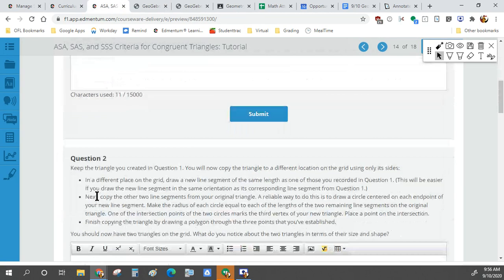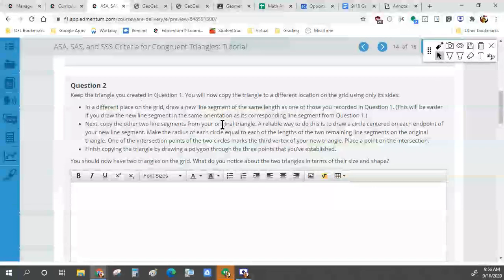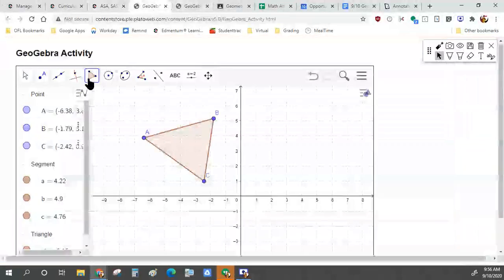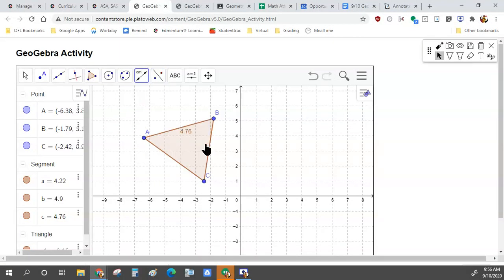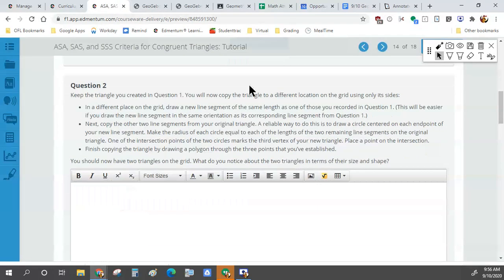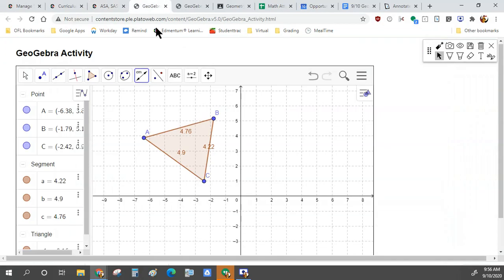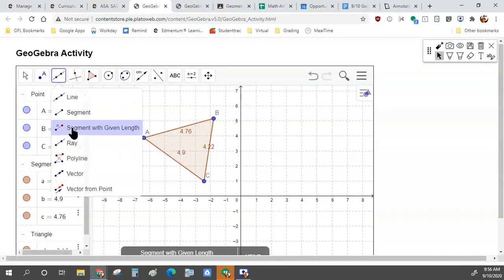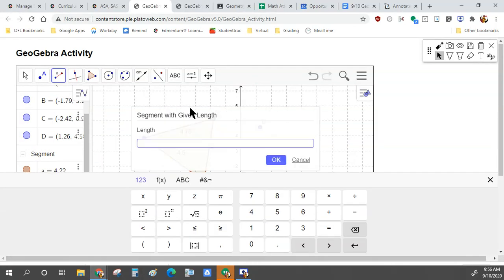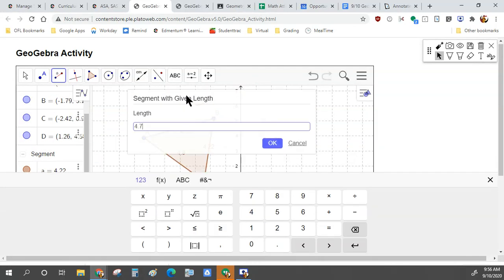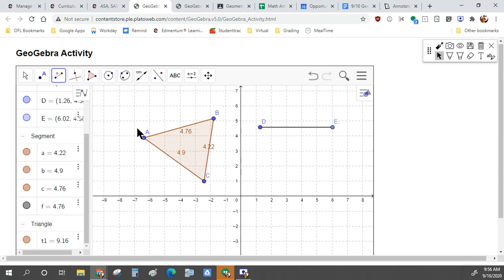And then I need to follow these instructions. So they want, oh, I forgot to do the lengths. Measuring the lengths. If I follow the instructions, I've already done this before, but we want to draw another line segment the same length. So we're going to do line segment with a given length. And I'm going to make that length 4.76. So this AB is congruent to that.